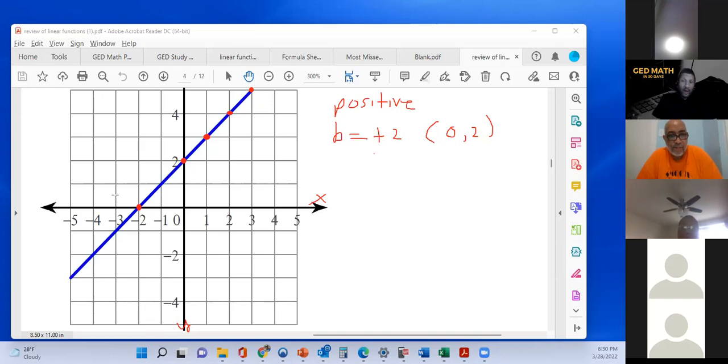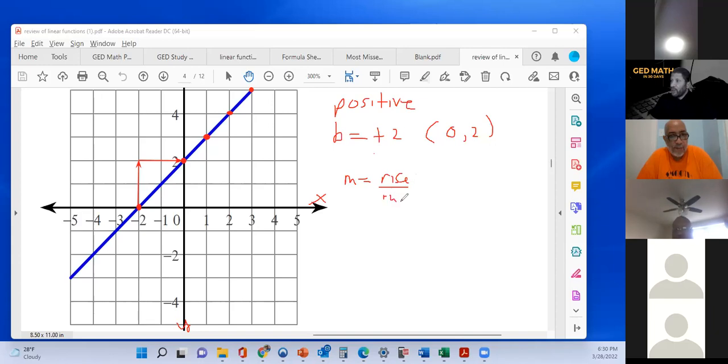I always start with the leftmost point. So I'm going to start here. I'm going to go up. Start counting with me: 1, 2. And now I'm going to do my run: 1, 2. So my slope is rise over run, 2 over 2.